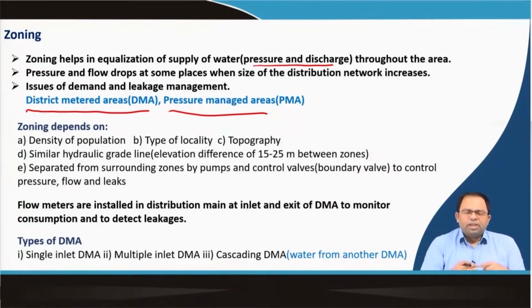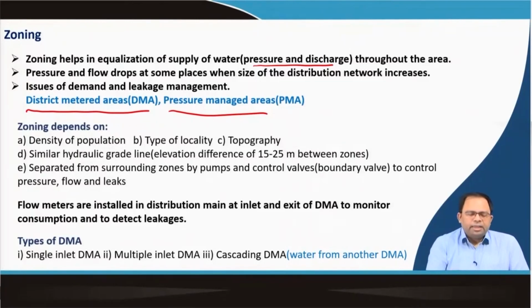So, at the first part, maybe water will be able to rise up to 6 stories, but at the last, water will be able to rise only 2 or 3 stories. So, there are some problems in that. Then, the quantity of water that has to be sent: if the faraway area requires more water, then the diameter of the pipelines would be unnecessarily larger earlier. So, many issues are there which we can reduce. We can reduce the overall length of pipelines and the diameter of pipelines by doing proper zoning. Pressure and flow drops happen at some places when the size of the distribution network increases. So, this is one issue that we are trying to overcome.